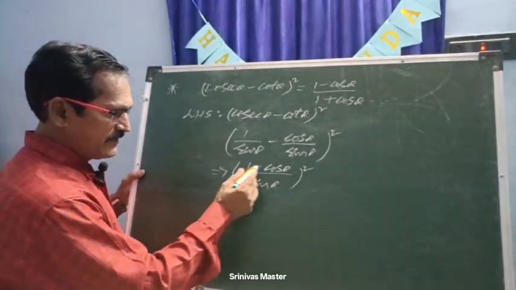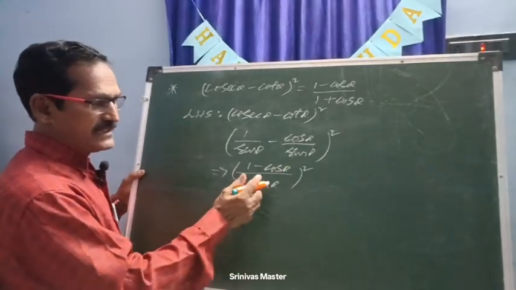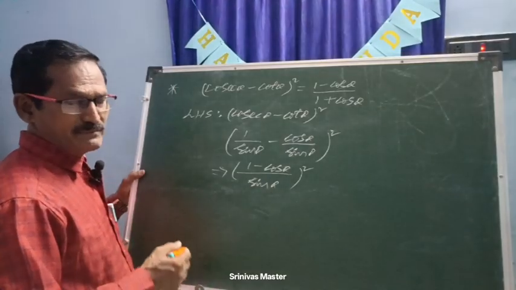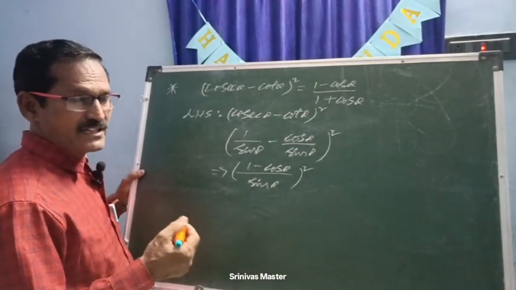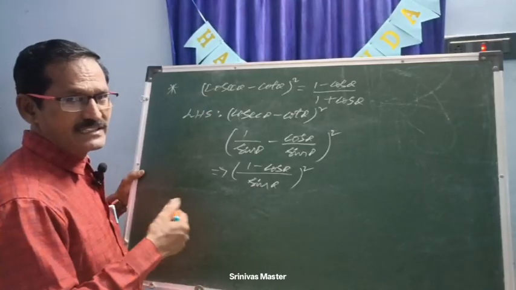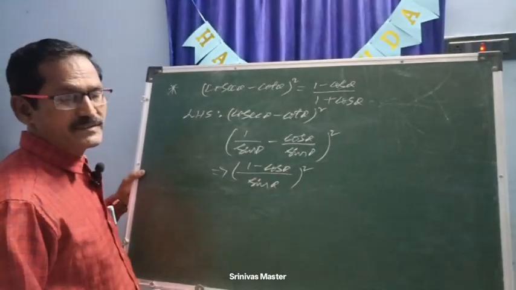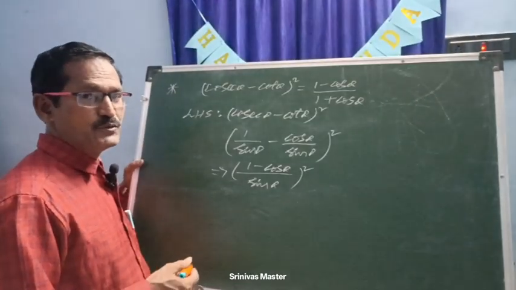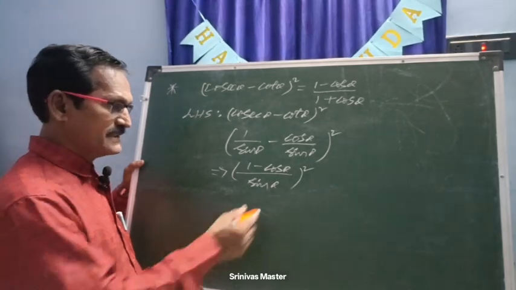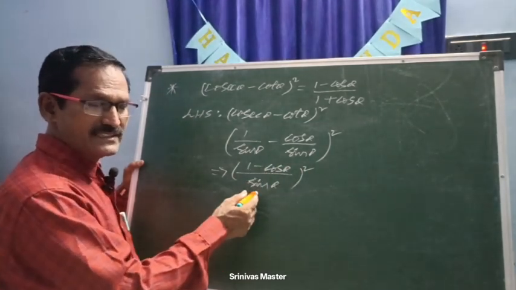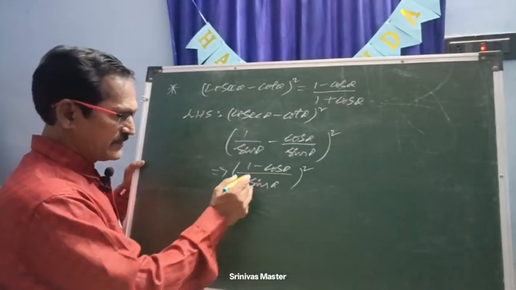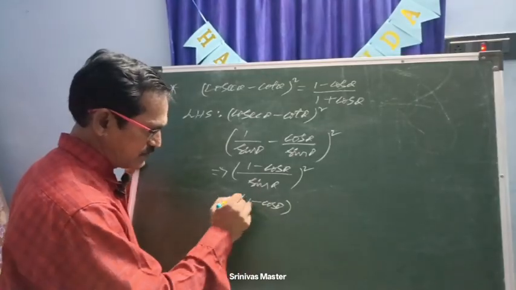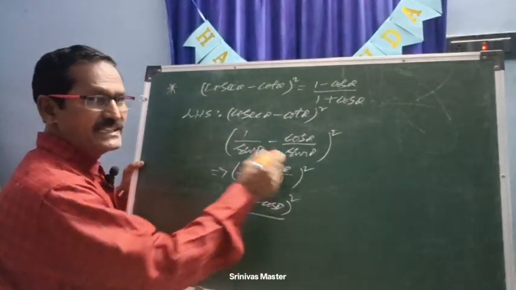Okay. So now you see 1 minus cos theta by sin theta whole square. We already learned in the lower class, from 7th, 8th, 9th standard, that A by B whole to the power of M equals A to the power of M by B to the power of M. That means the square is applicable for numerator as well as denominator. So this can be written as 1 minus cos theta whole square by sin theta whole square.